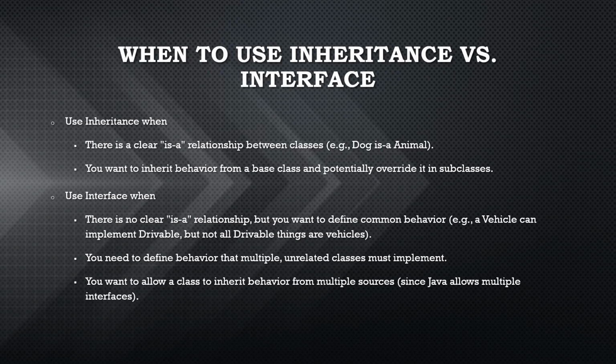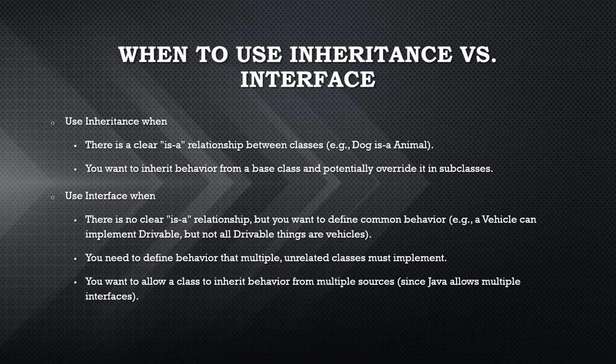When deciding between using inheritance or interfaces, it's important to consider the relationship between the classes involved. Use inheritance when there is a clear is-a relationship, such as a dog being an animal, which allows subclasses to inherit and potentially override behavior from a base class. On the other hand, use interfaces when there isn't a clear is-a relationship but you still want to define common behavior, such as a vehicle implementing a drivable interface where not all drivable entities are vehicles.